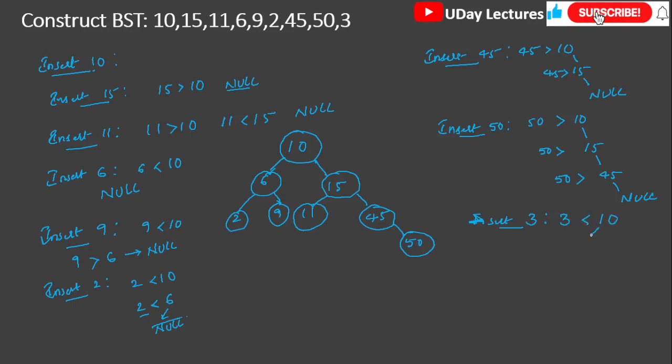So where should this be inserted? To the left side of 10, which is 6. Again make a comparison. 3 is smaller than 6 again. So it should be inserted as the left child. But 6 is having a left child called 2. So again we make a comparison.